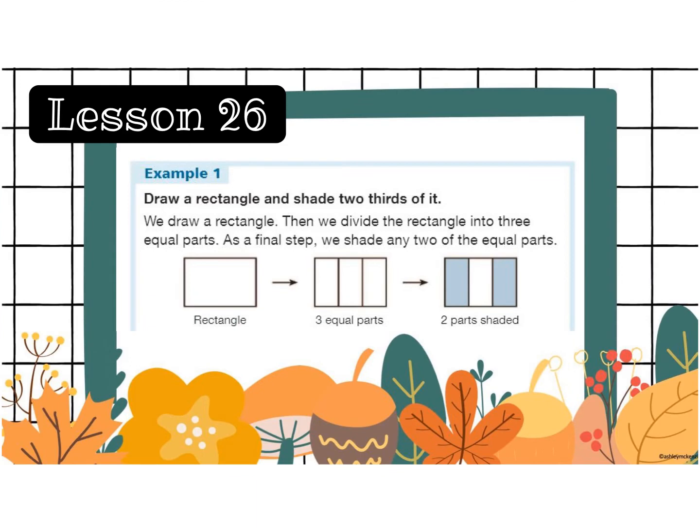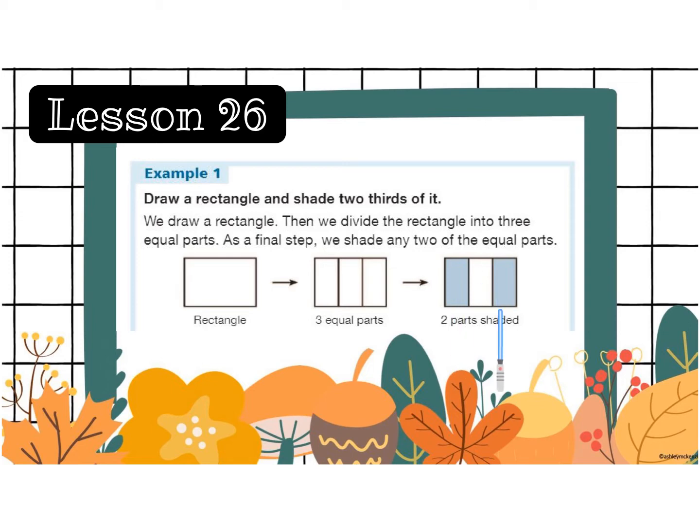Okay, so if you want to follow along, this is in your book. This is example 1, and it says draw a rectangle and shade 2/3 of it. So if I have a rectangle, I would draw this rectangle. To shade 2/3 of it, I would have to break that rectangle up into 3 equal parts. I can't have unequal parts. Then I'm going to shade 2 of them.